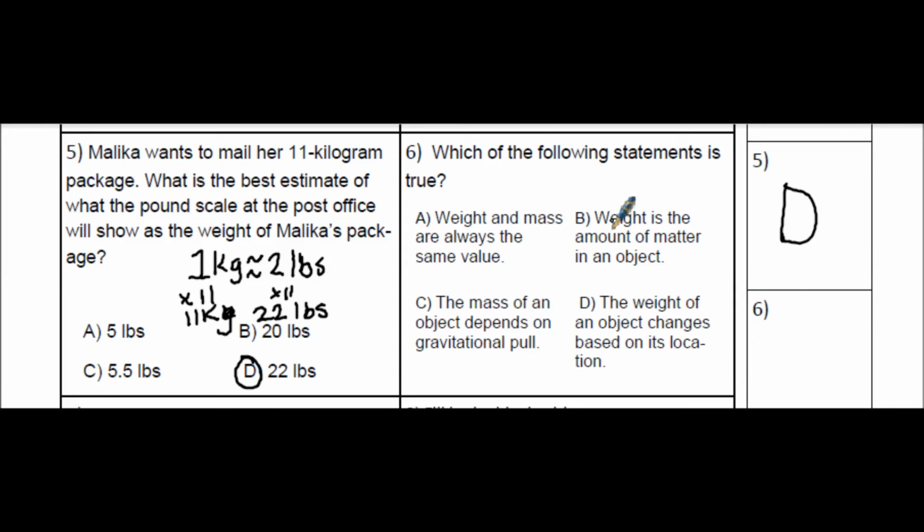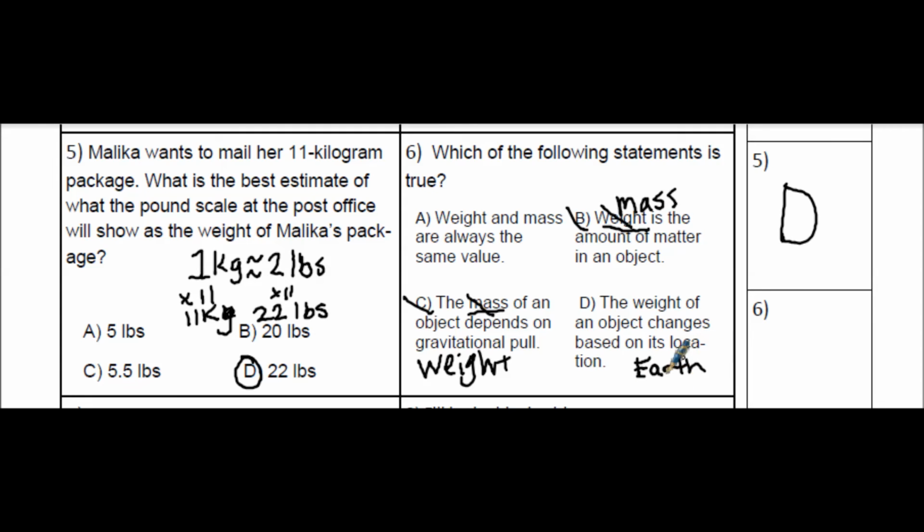Which of the following statements is true? Weight is the amount of matter in an object. Well, no, your weight can change. The mass is the amount of matter in an object, so B is not correct. The mass of an object depends on the gravitational pull. No, that's your weight. So the weight of an object depends on your gravitational pull, because you'll have a different weight on the moon than you do on Earth, because the gravitational pull is stronger on Earth.